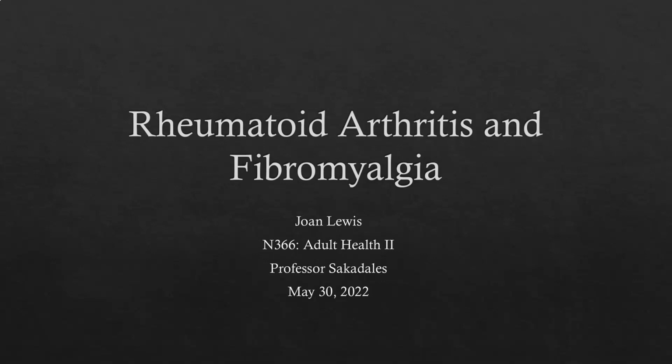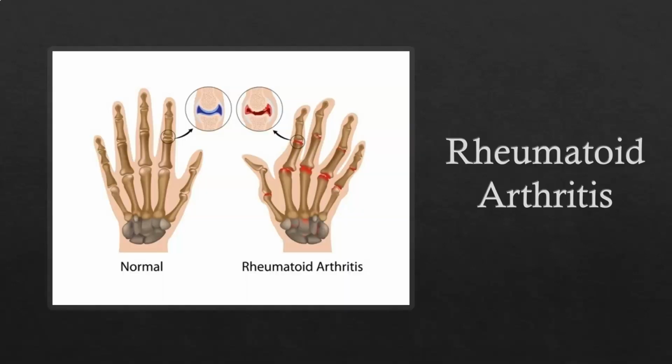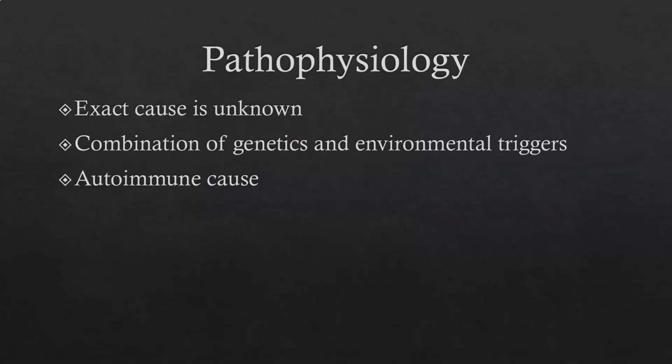In this presentation, I will be discussing two common musculoskeletal problems, rheumatoid arthritis and fibromyalgia. Rheumatoid arthritis is a chronic systemic autoimmune disease that is characterized by inflammation of connective tissue in the synovial joints. It affects several joints and the surrounding muscles, tendons, and ligaments.